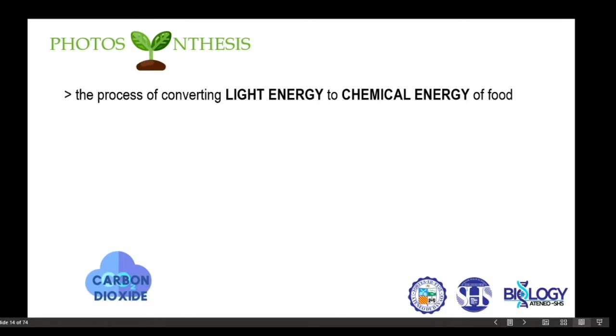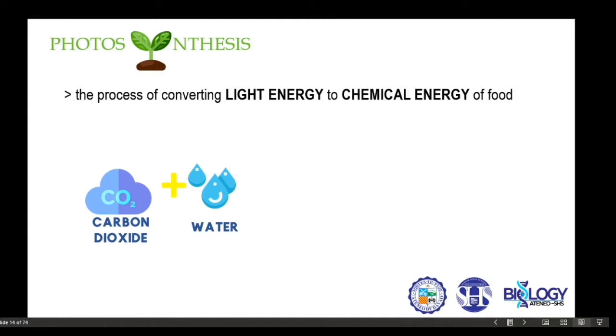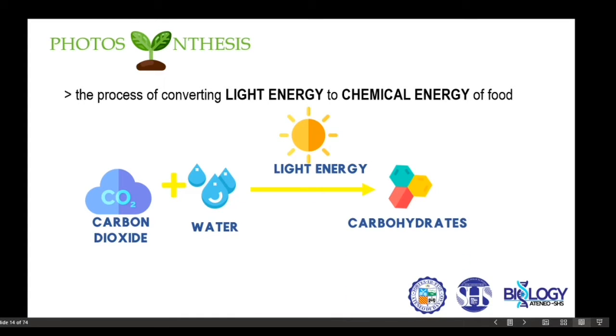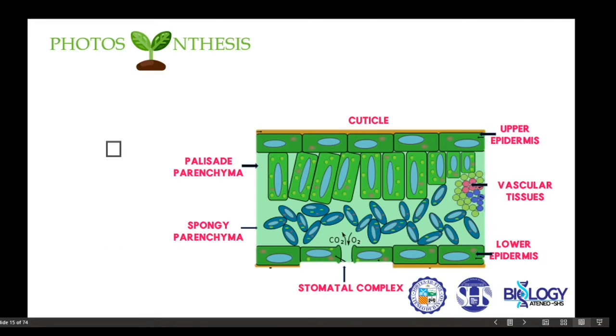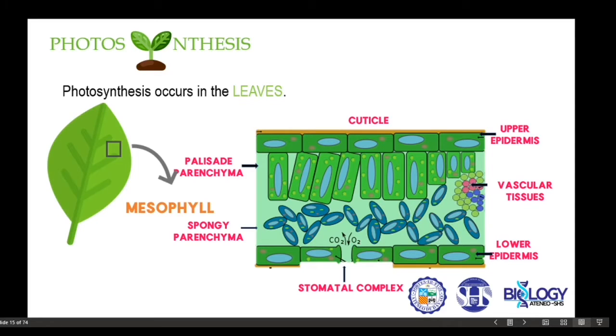The process needs carbon dioxide and water, and with the help of the light energy coming from the sunlight, it produces sugars or carbohydrates in the form of sucrose or starch, and there is also a release of the byproduct called oxygen. Now, in what organs of the plants does photosynthesis take place? It takes place in the leaves of the plants, specifically in the mesophyll cells of the leaves. And this happens in the palisade and the spongy parenchyma of the leaves.